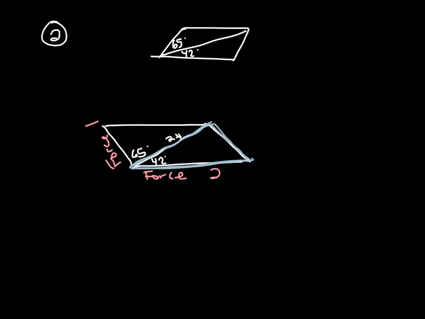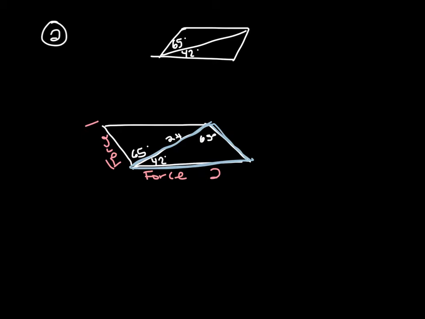Okay, now, what we know of this triangle is we know that this side is 24, and we know this angle is 42. Now, this 65 is not within our blue triangle, but keep in mind, this angle and this angle right here are alternate interior angles, so they have to be congruent. So that tells us that this one over here is also 65 degrees.